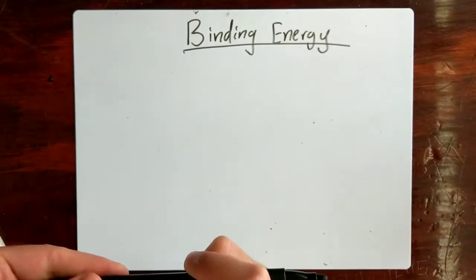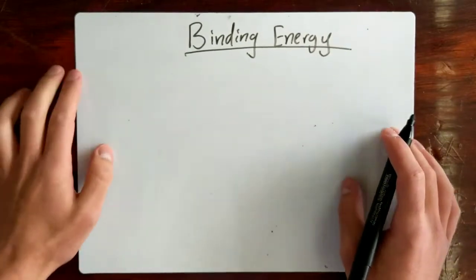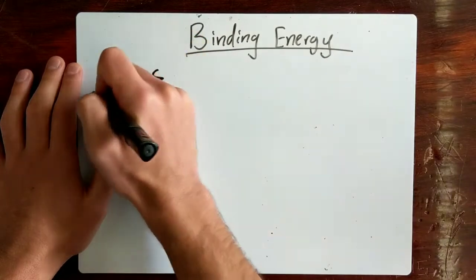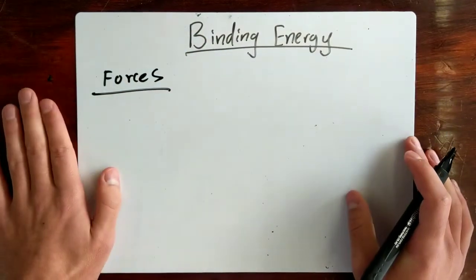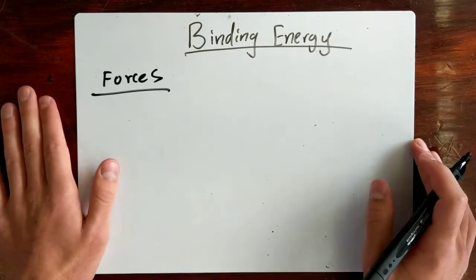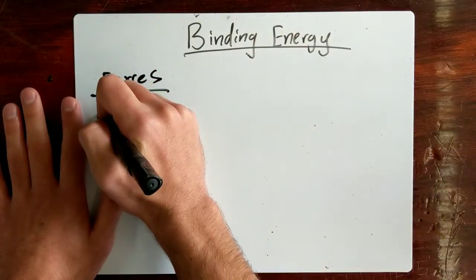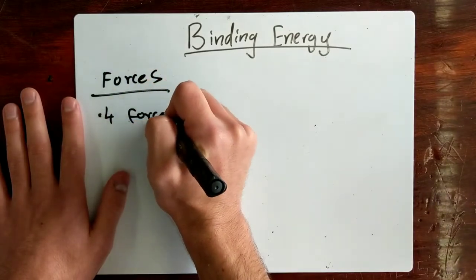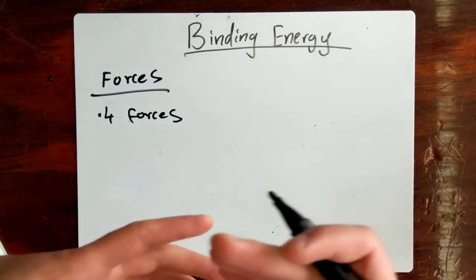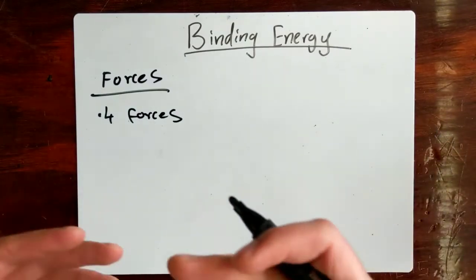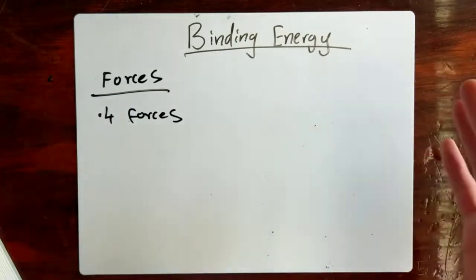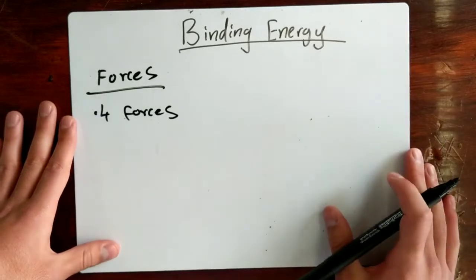First of all, let's talk about forces. There are four fundamental forces in the universe. These are the forces that hold everything together. They govern all of the interactions between different particles, and they're kind of what makes the universe work. They're the things that govern all the different laws of the universe, these four fundamental forces.